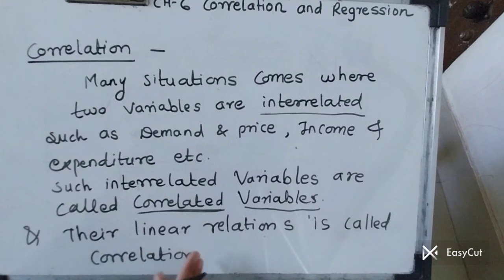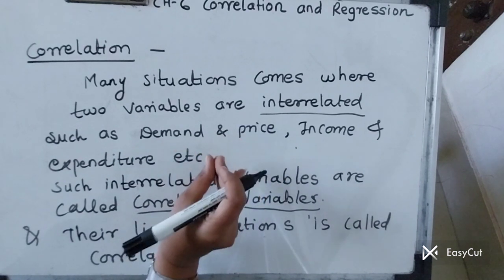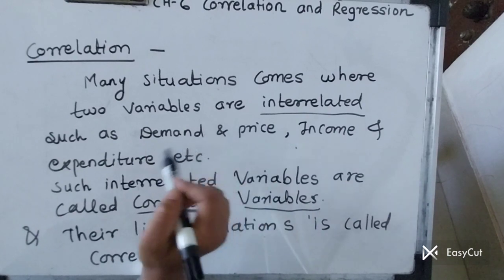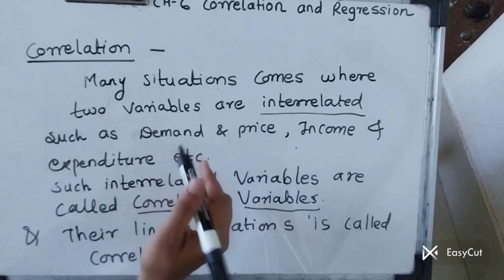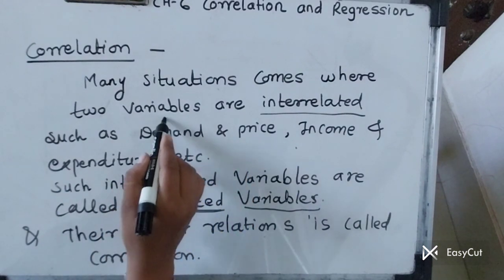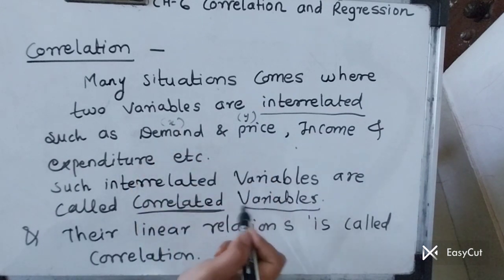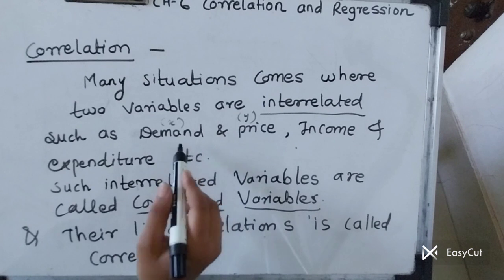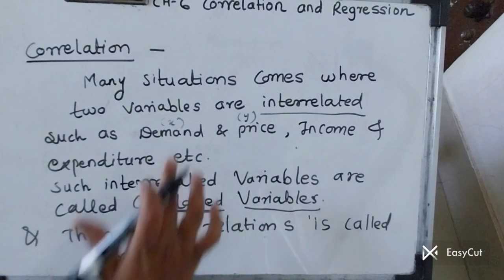X and y means what? They are interrelated. Maybe x is demand, y is price. So they are interdependent, interrelated. X and y, we call them the variables. Suppose demand is x and price is y. So we call them correlated variables. X and y are the correlated variables, and their linear relation is called the correlation. Take a screenshot.